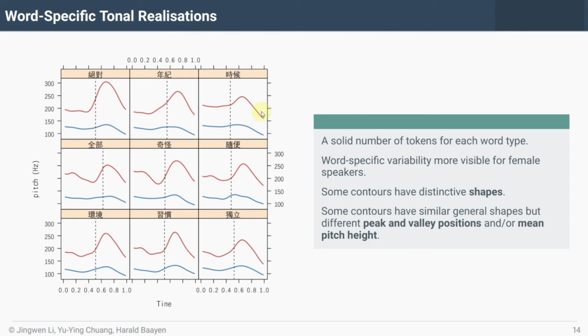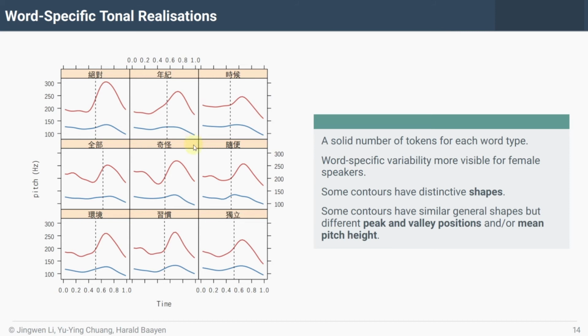Here you see 9 of them. In the figure you see 2 curves for each word type, color-coded by gender. When put together in a plot like this, you see more variability in the red curves for female speakers. This is because the females and males are put under the same scale.